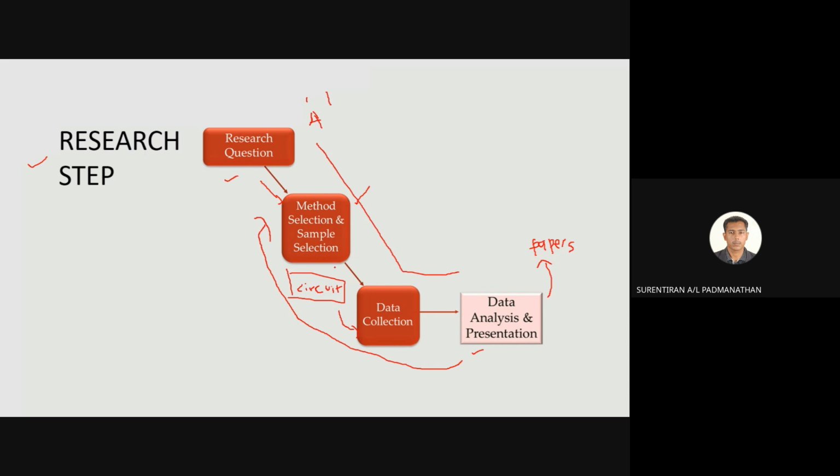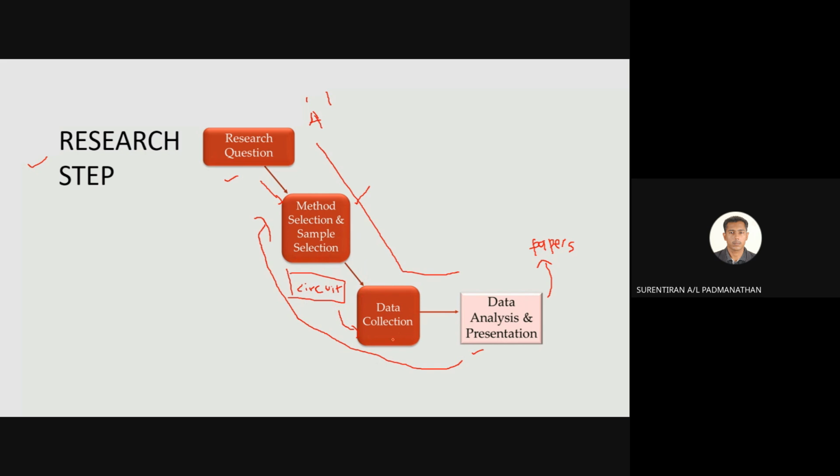Okay, let's say, for example, you want to draw a circuit, or you want to write an algorithm. So you want to improve something in your algorithm, modify your algorithm, or use that algorithm to improve something. So you have to make sure the method selection and the sample selection is correct. Then once you identify everything and finalize everything, you implement that. Then you collect the data.